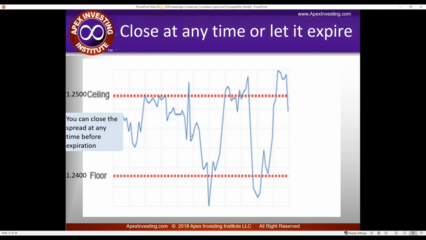Now, you can close the spread out at any time, okay? Or you can let it expire. Spreads have expiration times. They start at this time, they expire at this time. Okay, so if I bought it here and I want to get out of it up here, or if I bought it here and I want to get out when it's here, whatever the difference is of where I bought or sold compared to where I get out, that difference of pips times $1 a pip is my potential profit or loss.